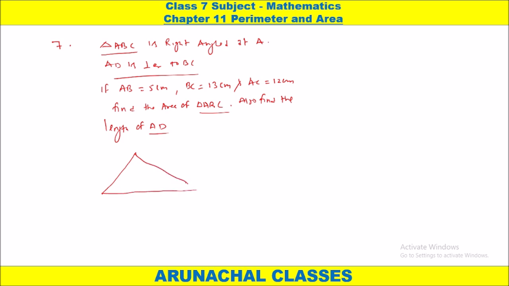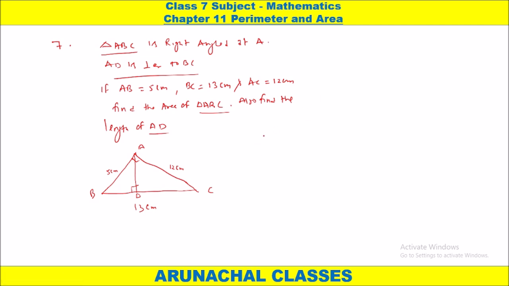A triangle is drawn which is right angled at A. This will be B and this will be C. Here from this vertex a perpendicular is drawn on the base BC. It is AD. Now they have given the lengths. AB length is given as 5 centimeter, AC length is given as 12 centimeter and BC length is given as 13 centimeter.